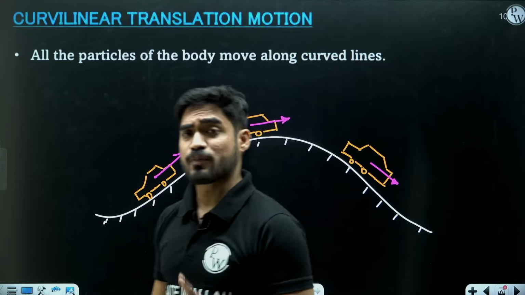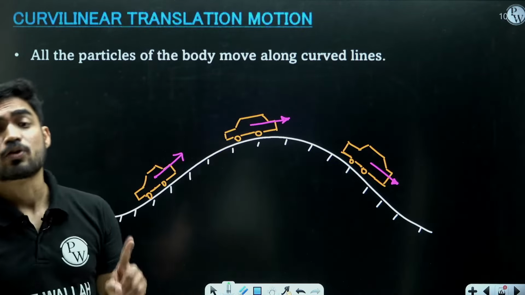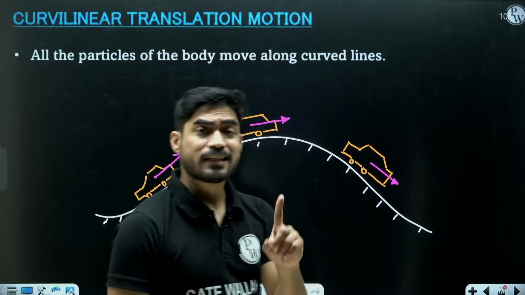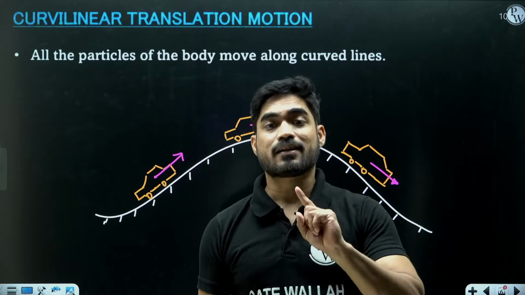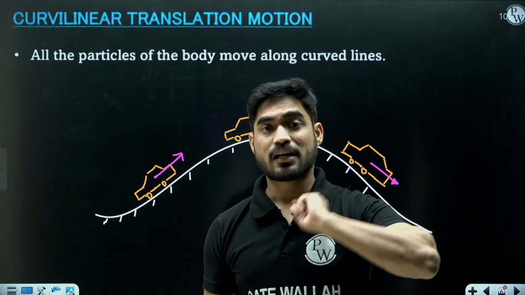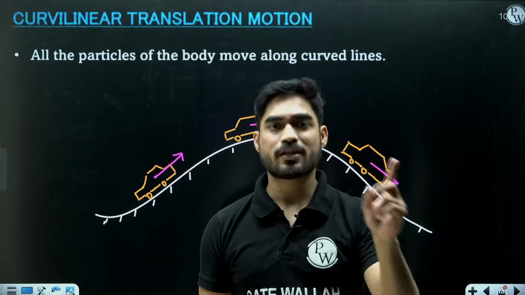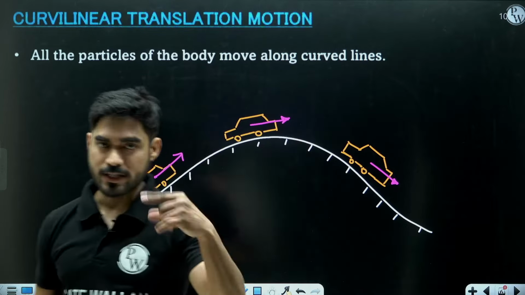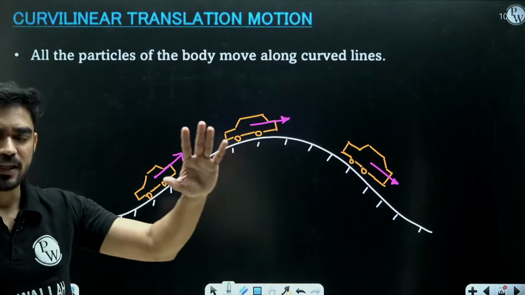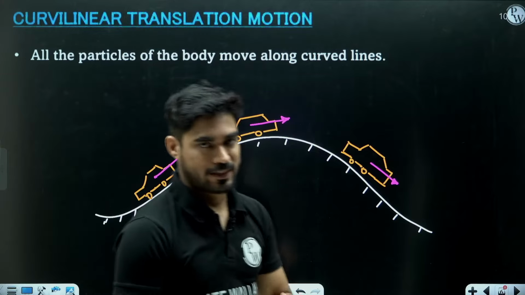There is a difference between circular motion and rotational motion. Earth is rotating about its own axis, but it is in circular motion around the sun. So there is a difference between the two things. Rotational motion is a completely different thing, circular motion is a completely different thing.